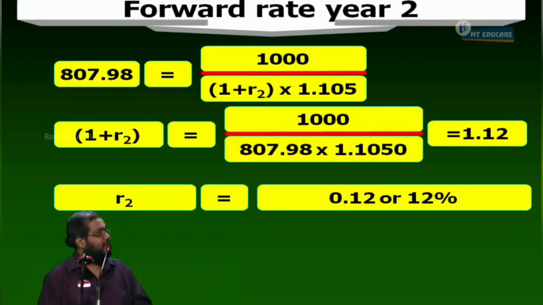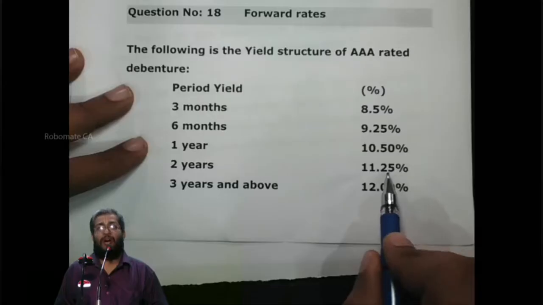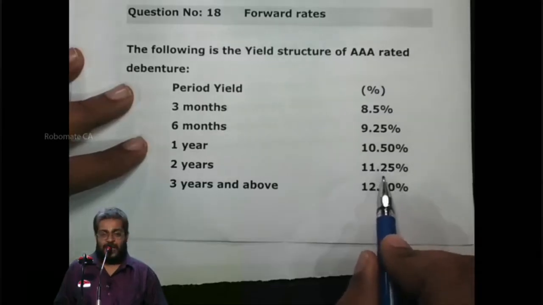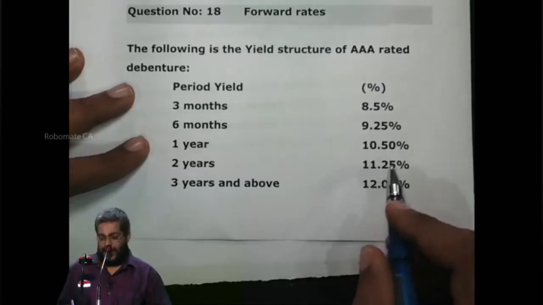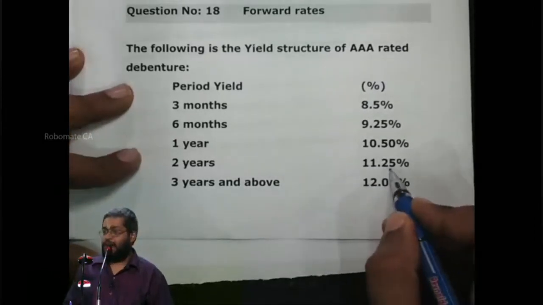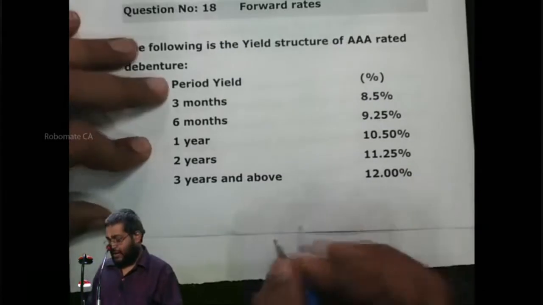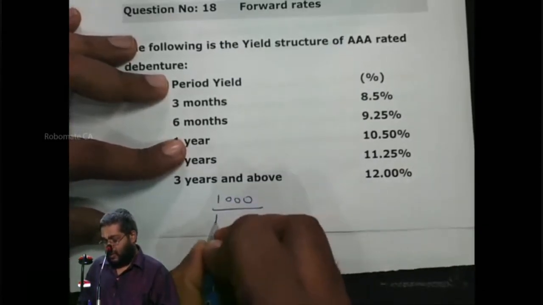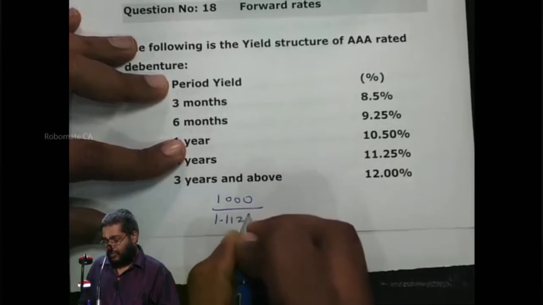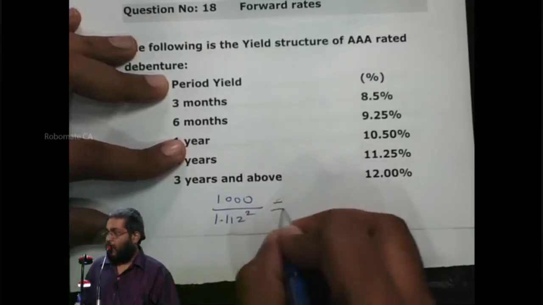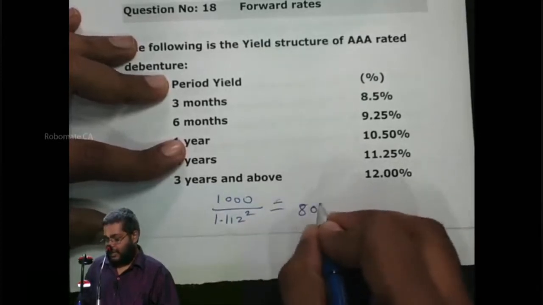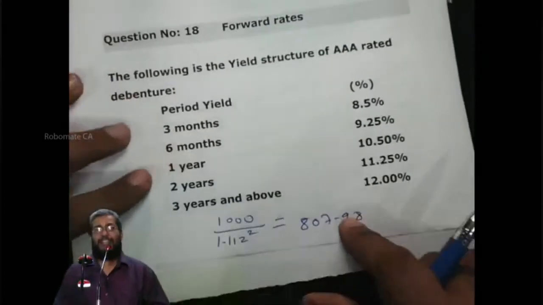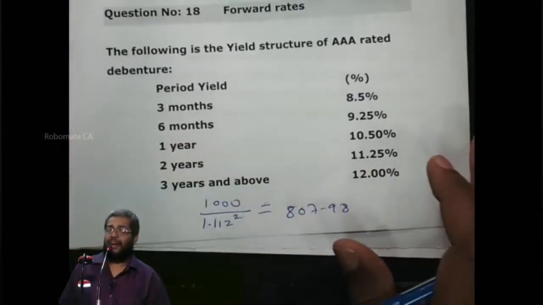Should I repeat? I'll say once again. What is the value of a bond? Present value of the future cash flow. Is this the yield to maturity or not? Tell me, what is the YTM of a 2 year bond? 11.25. Now I can say like this: 1000 divided by 1.1125 the whole square should also give me 807.98. That is how I first found the price itself. Right or not?